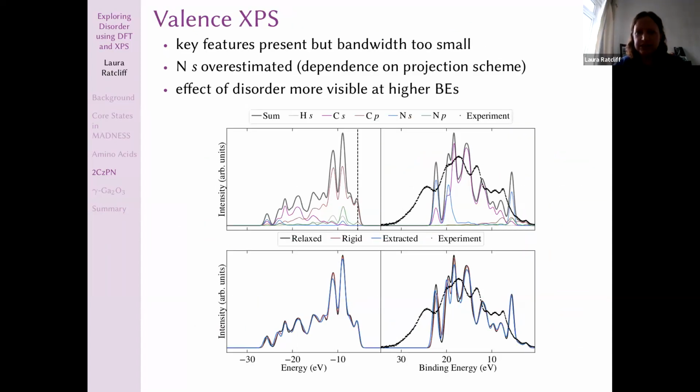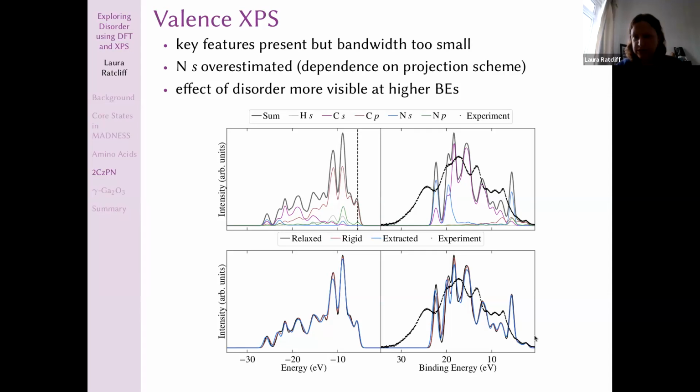Then we also calculated the valence XPS spectra and compared this to what we've measured, although I should say that the sample we were measuring for the 2CZPN was actually more crystalline than disordered, so this possibly isn't a completely fair comparison. At the top, we have the projected density of states and then the weighted projected density of states for the gas phase relaxed molecule compared to the experiment. If you look closely, you can see that we're overestimating some of the nitrogen S peaks, and we have too small a bandwidth overall, but otherwise there's a reasonably good matchup between the different peaks in the theory and the experiment.